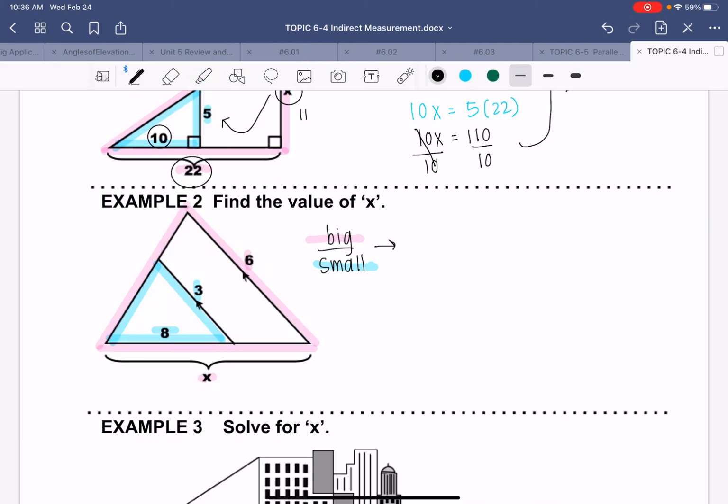So now we just need to put it in corresponding order. The big value is 6 and 3 is the small one. That corresponds, so we're going to do 6 over 3, and we're going to set it equal to the other big value that we're trying to find, so x. And x corresponds with 8. All right, so I want you to solve this.